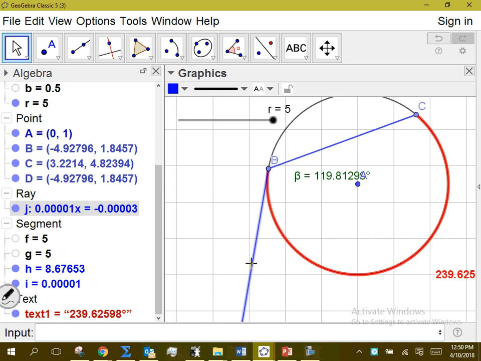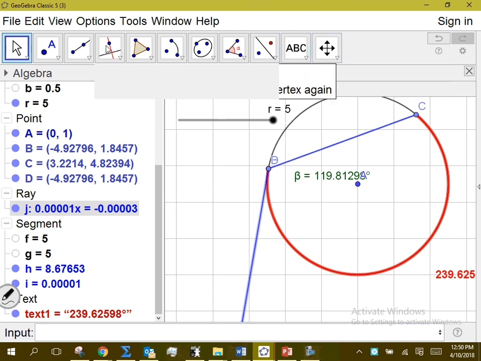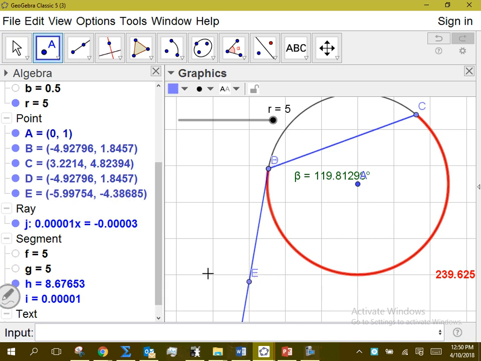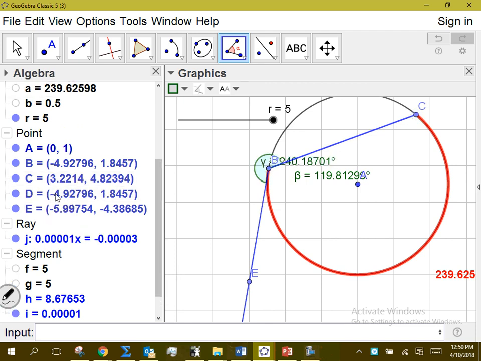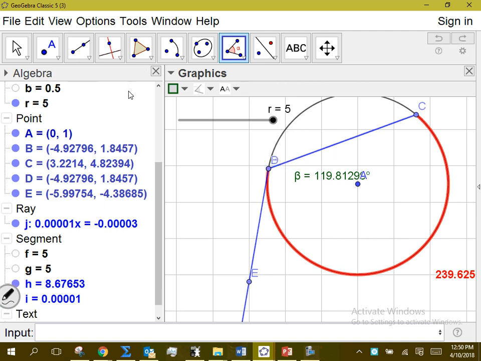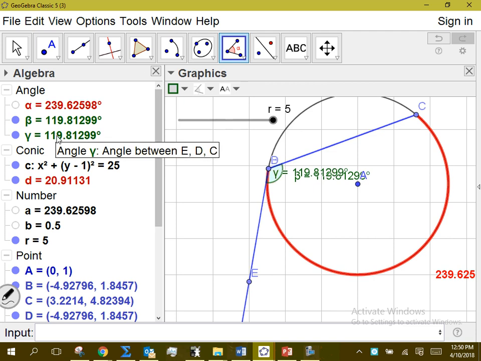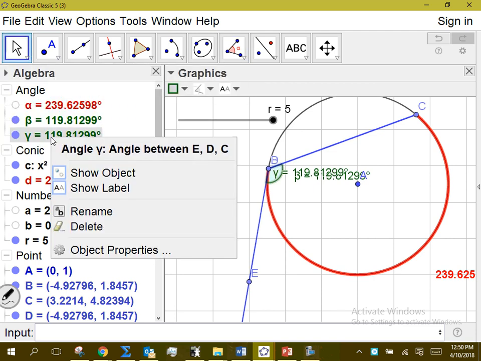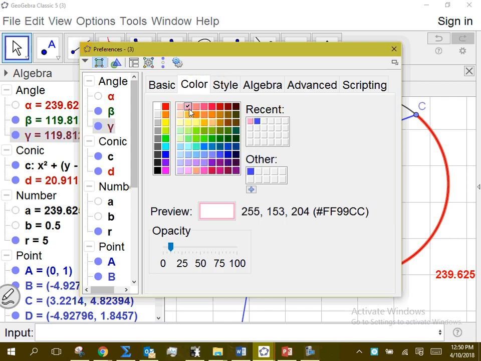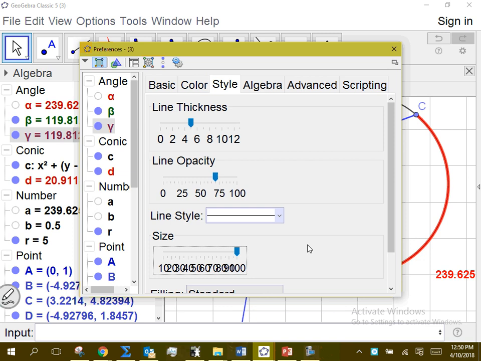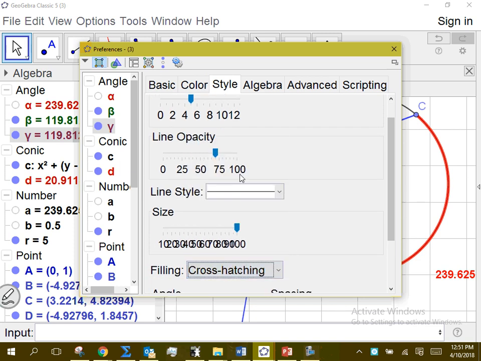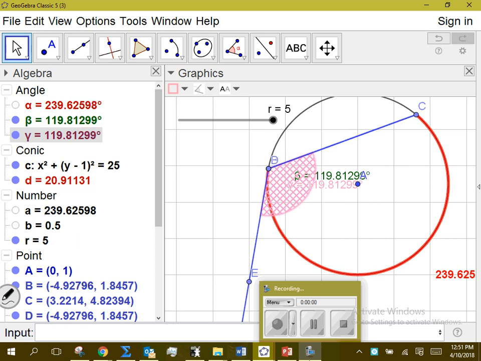So we call this the blue angle. And when I talk about this blue angle, let me put a point right here and go from E to D to C. Let me look at the properties of this and change it to maybe that color. Make it that big. Let's do cross hatching. Now we're talking about that angle right there.